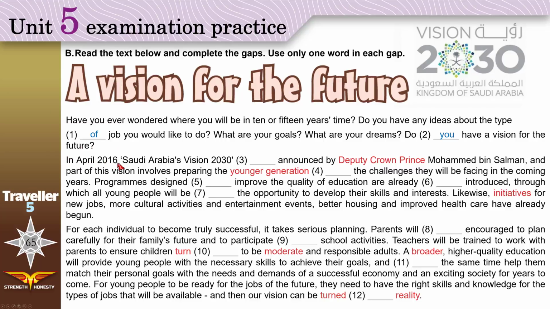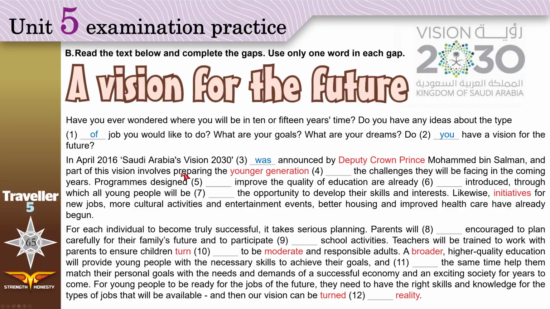In April 2016, Saudi Arabia's Vision 2030 was announced by the Deputy Crown Prince. Now listen, the king is the first in command, right? The Crown Prince is the person who is second in command. The Deputy Crown Prince is the person who is third in command. Now, Prince Mohammed bin Salman today is the second in command, right? But this was in the year 2016. At that time, he was the third in command.